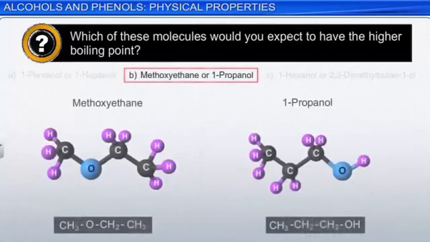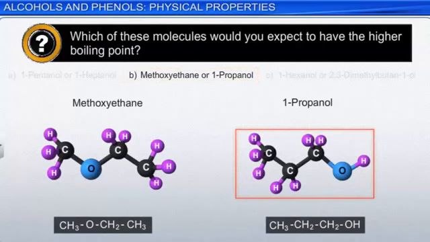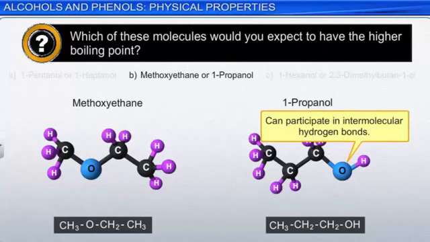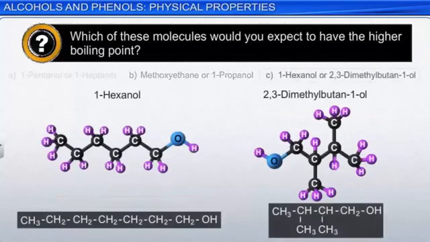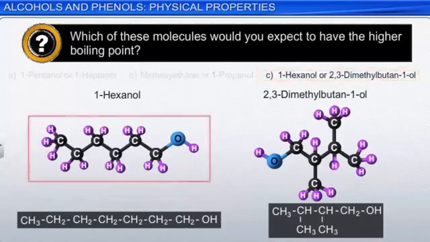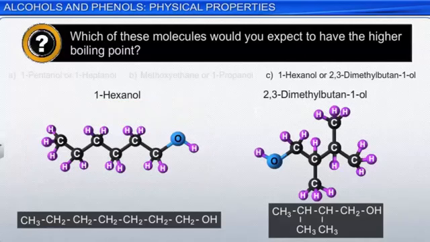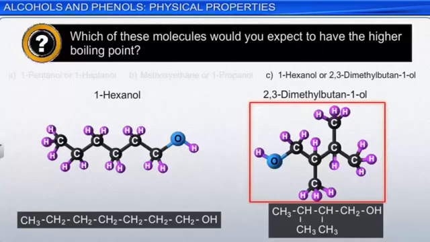For set B, 1-propanol has the higher boiling point. 1-propanol with its hydroxyl group can participate in intermolecular hydrogen bonds, while the ether methoxymethane cannot. For set C, 1-hexanol has the higher boiling point. Its carbon chain is unbranched, giving it stronger London forces than the branched chain in its structural isomer, 2,3-dimethylbutan-1-ol.